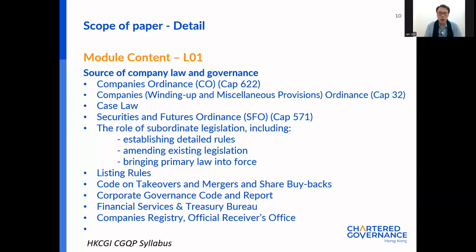There's also the code on takeovers, also known as the takeovers code. That's also to protect the interests of the shareholders, especially the minority ones, but not just for them. If someone is interested in acquiring your company, and they offer to buy the shares of some of the shareholders at a higher price, but do not make the same offer to the other shareholders, that will be quite unfair. That will be against the interests of the other shareholders. So that's one of the main reasons for the takeovers code.